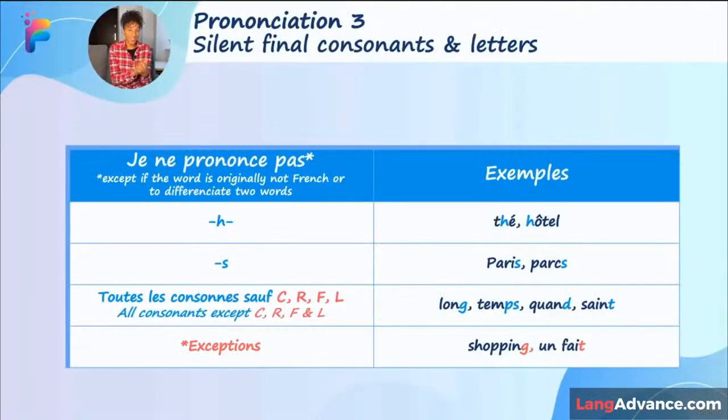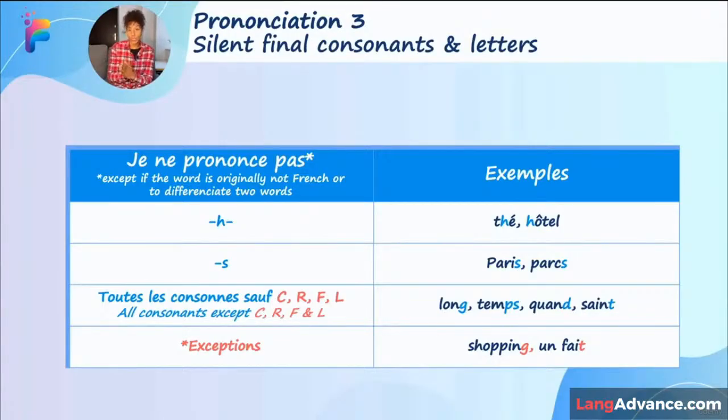Now we're going to see the silent, final, consonant and letters. Je ne prononce pas. Here we're going to see the cases when we don't pronounce letters. There are some exceptions, okay? So we'll also have a look at it. But usually we don't pronounce the letters in the following situations. Le H. The H is silent in French. So if we have a look, we don't pronounce it.